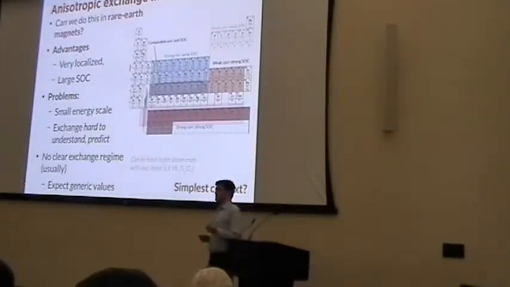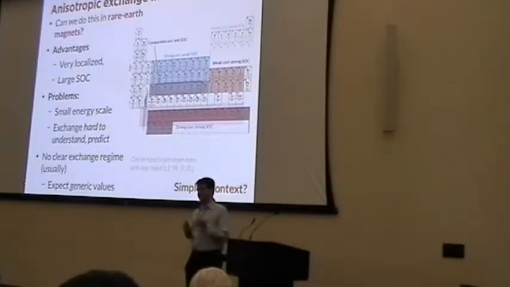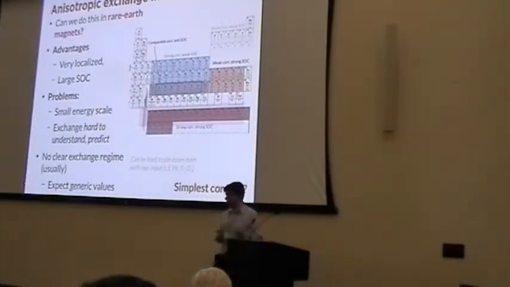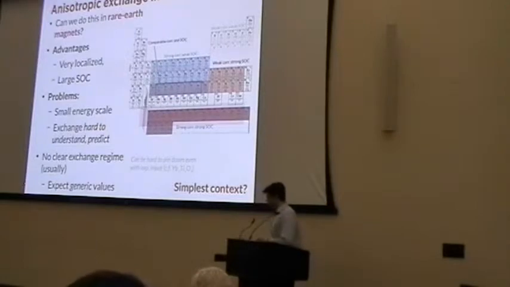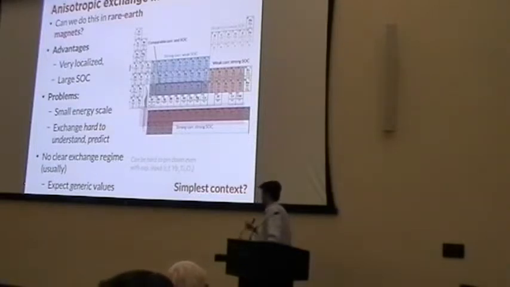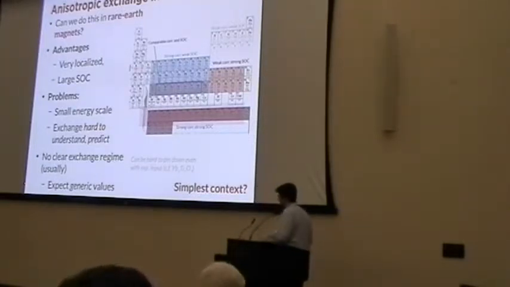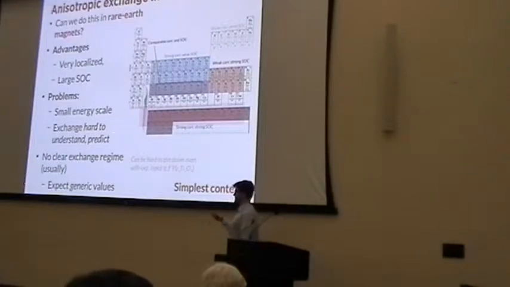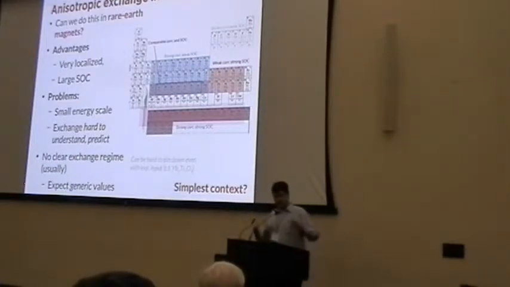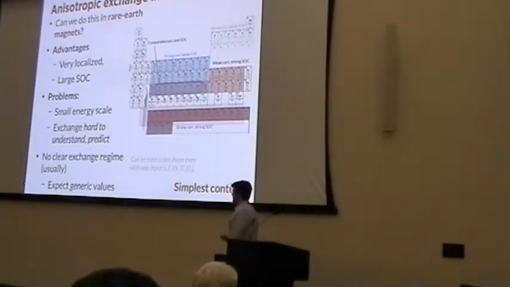We find very intrinsically anisotropic exchange regimes in rare earth magnets. So these have many of the advantages and properties needed for this that are found in these heavy transition metals. They're very localized, they have large coupling. They have some other issues that you don't find there. For example, the energy scale is very small. So instead of thinking temperatures of 100 Kelvin or 1,000 Kelvin, you're thinking temperatures of 1 Kelvin or 10 Kelvin. And also the exchange is, in some sense, more complicated.